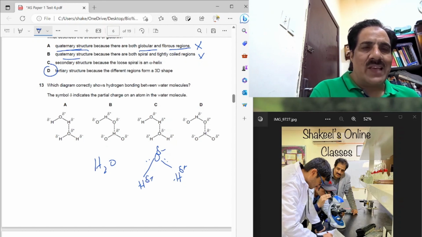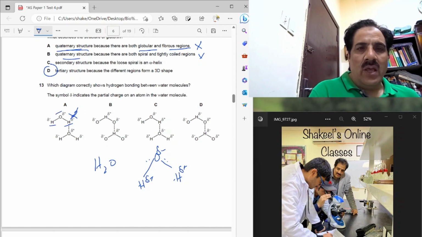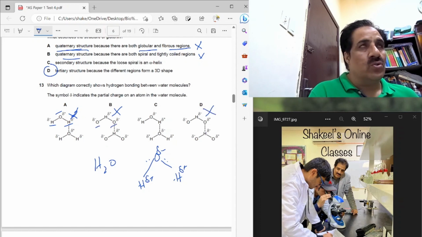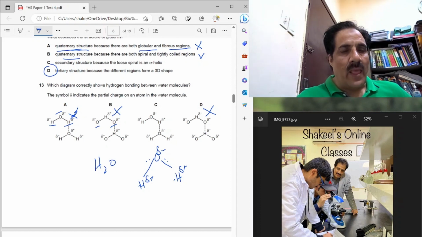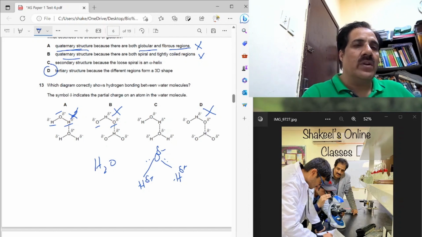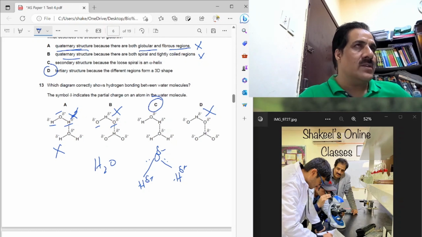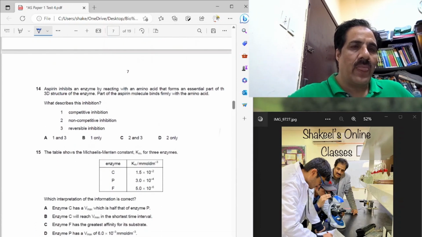So first of all, we can say A is wrong. Sorry, A can be a correct answer because it contains 2 hydrogen, 1 oxygen. B and C show it contains 2 oxygen molecules, so this is wrong. D shows 2 oxygen molecules, that's wrong. Now we have to select out of A and C. A shows that O has delta positive, H has delta negative. That means that is also wrong. So C is the correct option where O has delta negative and H has delta positive charge on it.